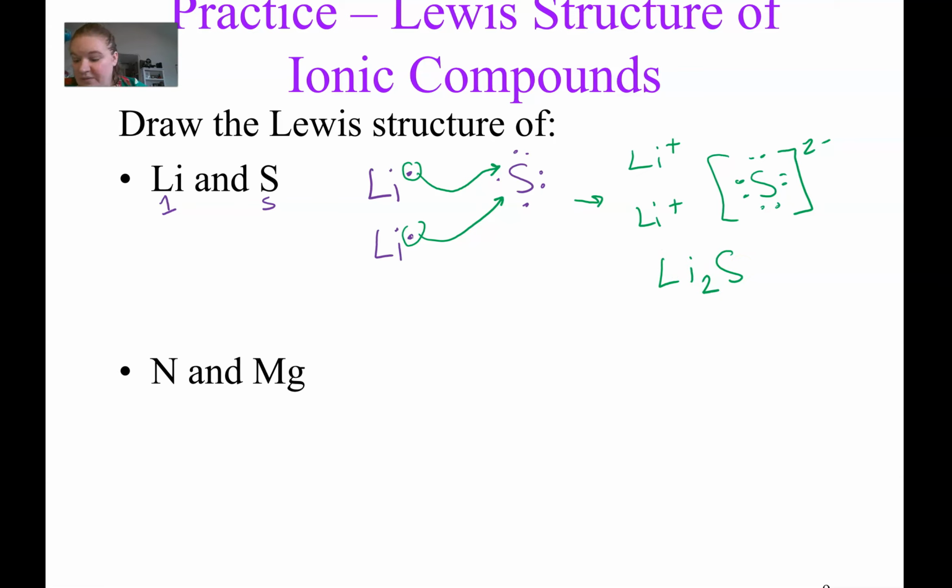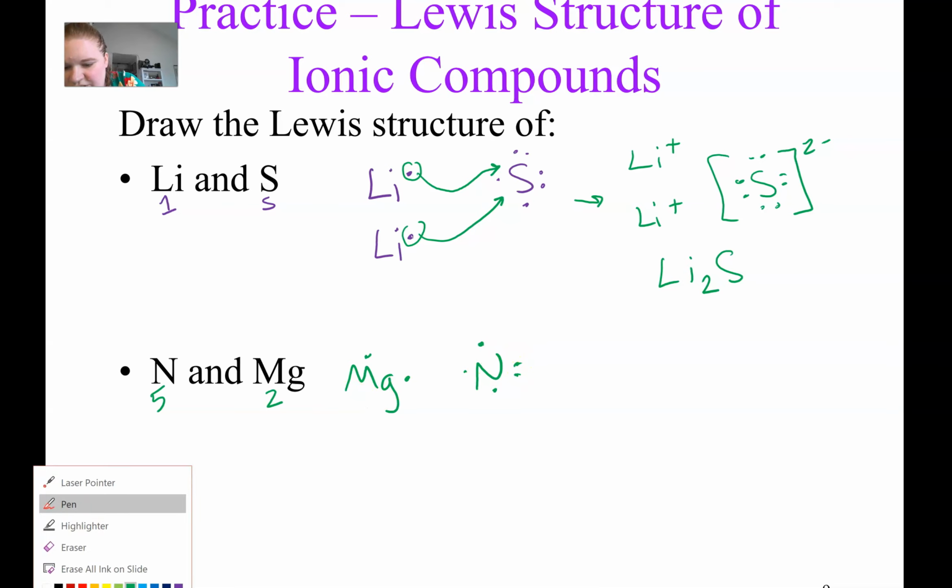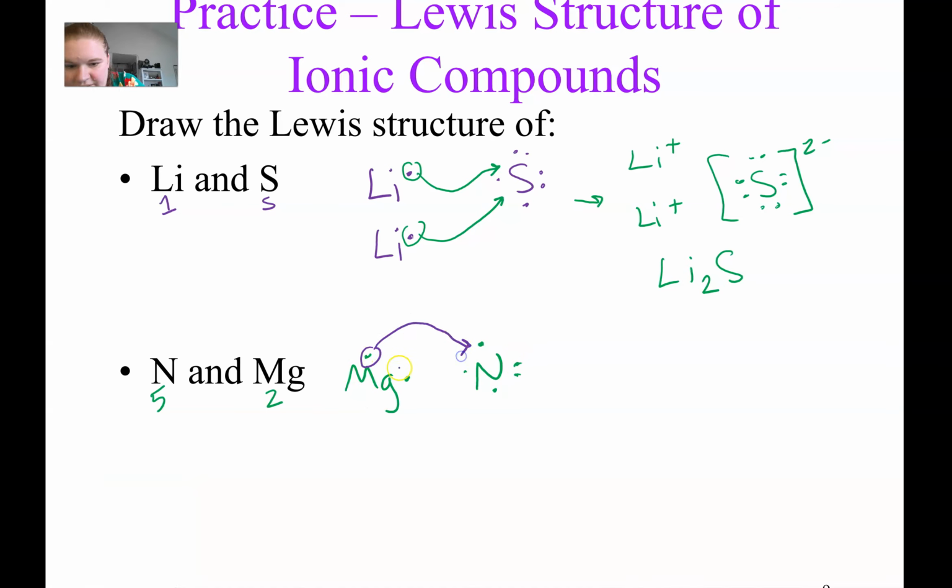So if we do the same thing with nitrogen, again, I look at my periodic table and nitrogen's in the fifth column, so that means it has 5 valence electrons, and magnesium is in the second with its 2 valence electrons. So magnesium, 1, 2, nitrogen, 1, 2, 3, 4, 5, and then I can do some transferring. So I'm going to take that one, put it right there. I'm going to take that one, put it right there.